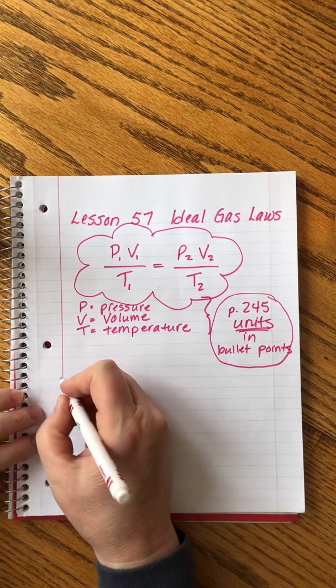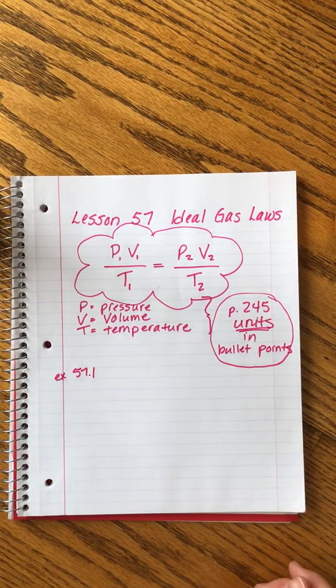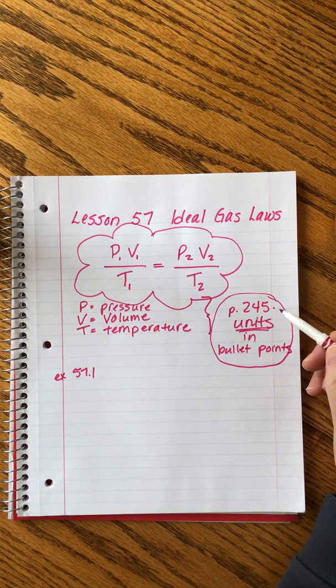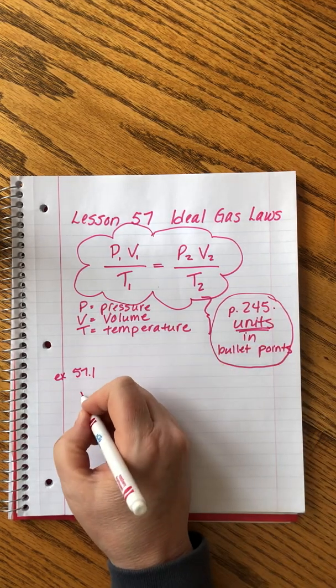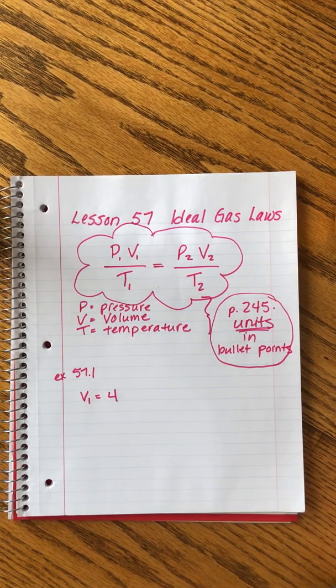Okay. Example 57.1. 4 liters of an ideal gas with a temperature of 800 kelvins had a pressure of 100 newtons per square inch. Oh, goodness, that sounds so hard, doesn't it? All right, let's break it down. 4 liters. All right, I go back to page 245, and I look on the list for the word liters. Oh, I see it under volume. So that tells me that the first volume is 4, okay?